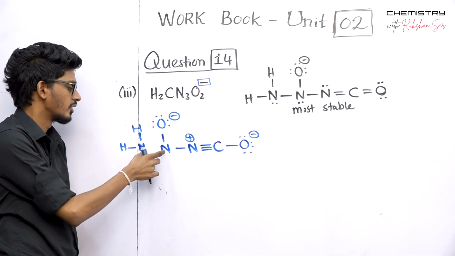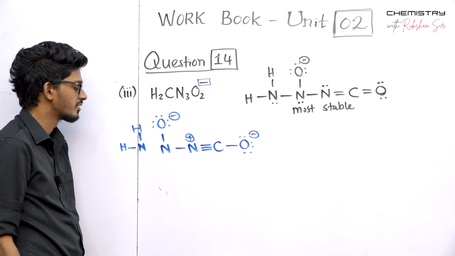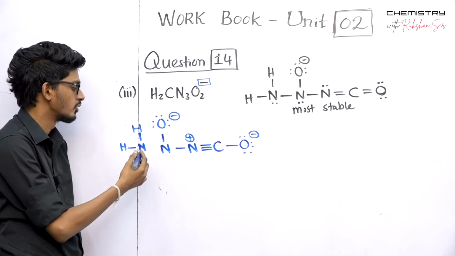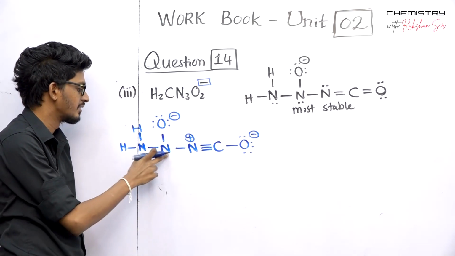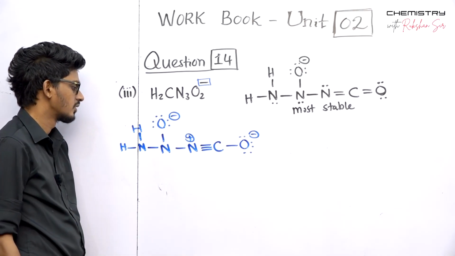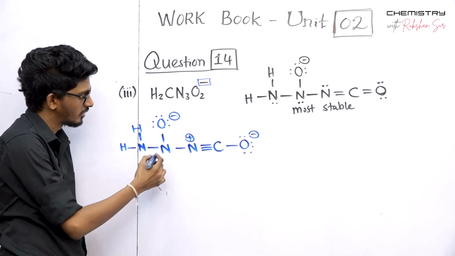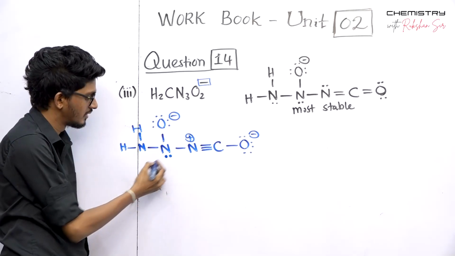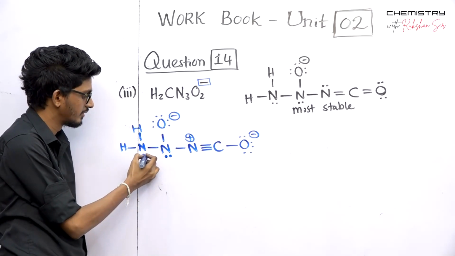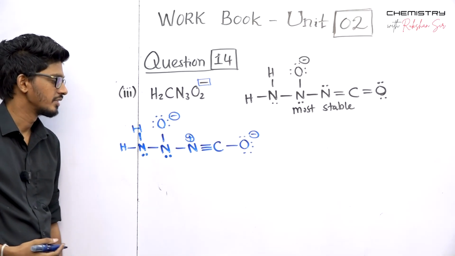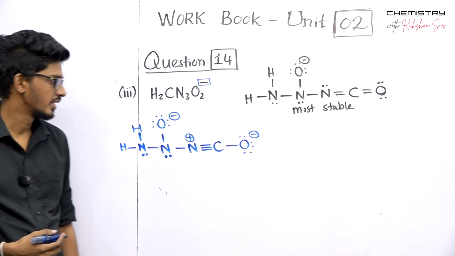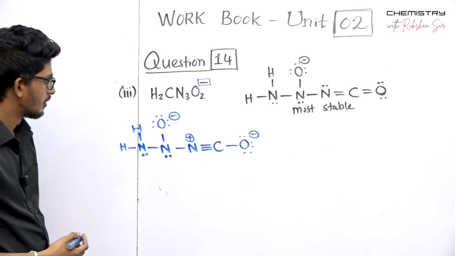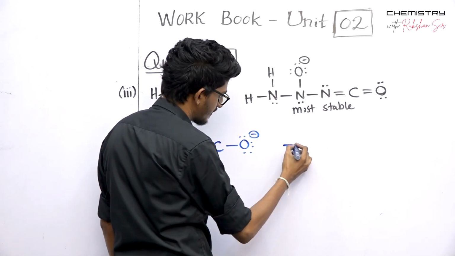For a neutral nitrogen, you should have 3 bonds. So writing a single bond here will make this one as well as this one neutral. Don't forget to complete the octets, the 4 pair situation: 1, 2, 3, the 4th pair. So this is an acceptable structure. Let's draw a few others.